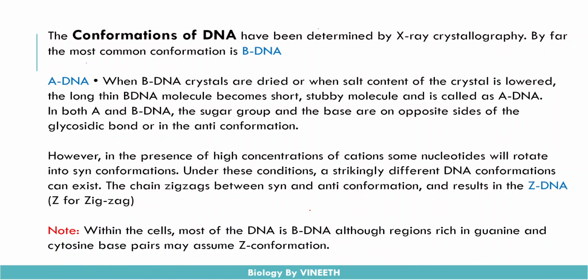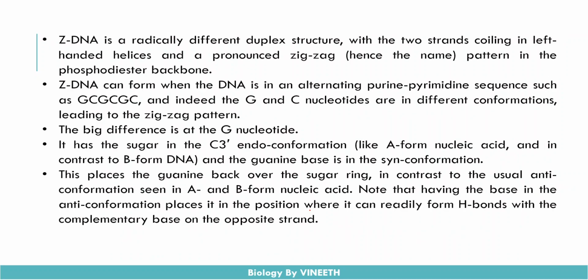Within the cells, most of the DNA is B DNA, although regions rich in guanine and cytosine base pairs may assume the Z conformation, the zigzag conformation. Z DNA is a radically different duplex structure, with the two strands coiling in left-handed helices and a pronounced zigzag pattern in the phosphodiester backbone. As I said, alternating anti and syn conformations of the purines and pyrimidines give the zigzag nature, so this converted form is called Z DNA, Z for zigzag.